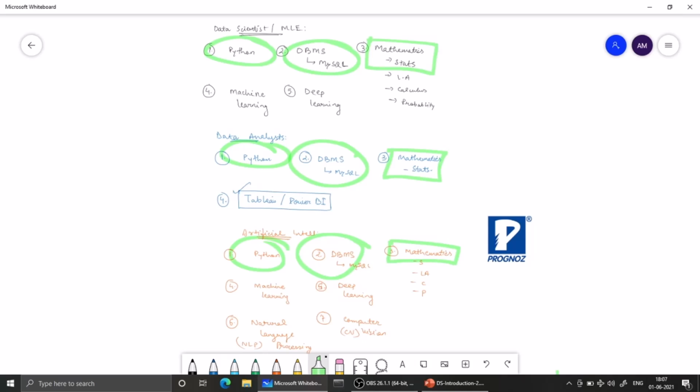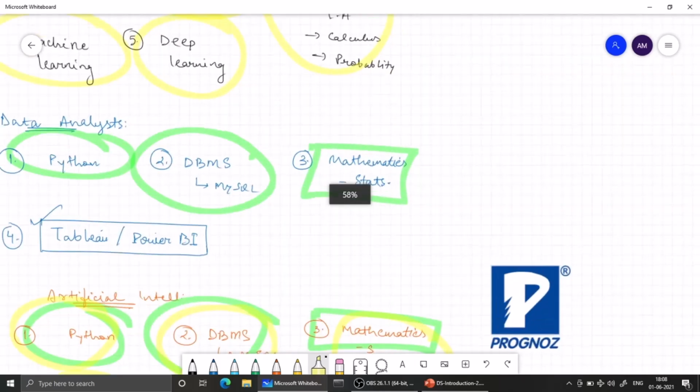Apart from that, if you look closely, specifically in case of data science and artificial intelligence, Python, DBMS, mathematics, machine learning, deep learning. Here also, Python, DBMS, mathematics, machine learning, deep learning. And you need to know something extra, which is your NLP and computer vision in case of AI, which is not mandatory if you are going to opt as a data scientist.